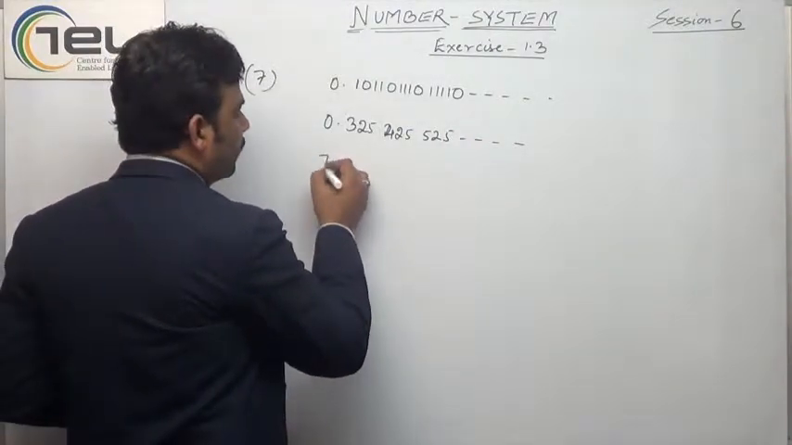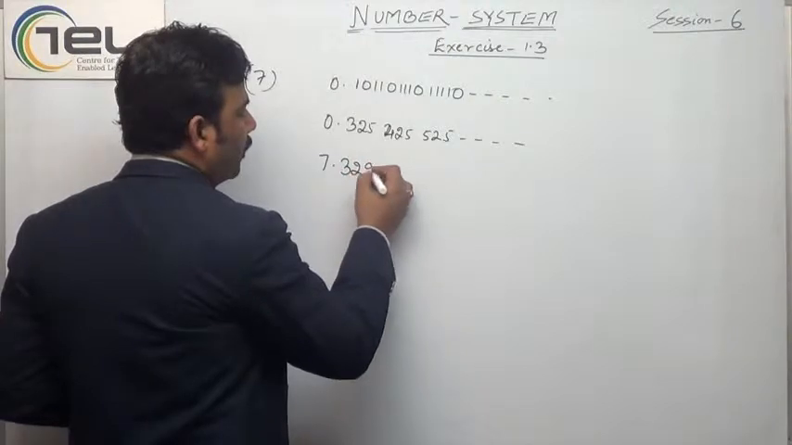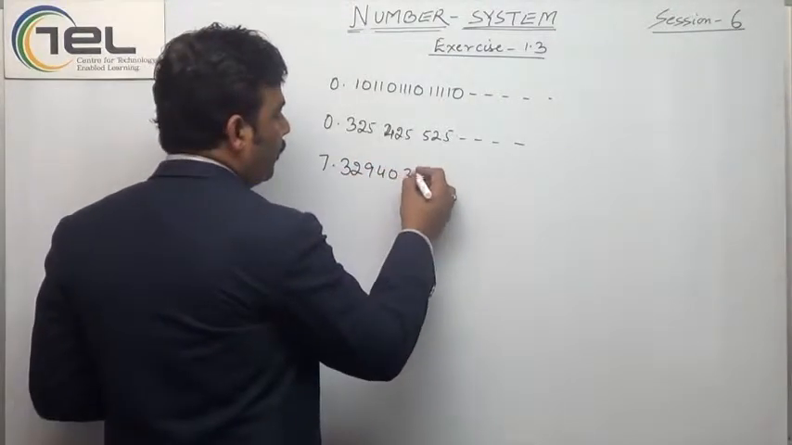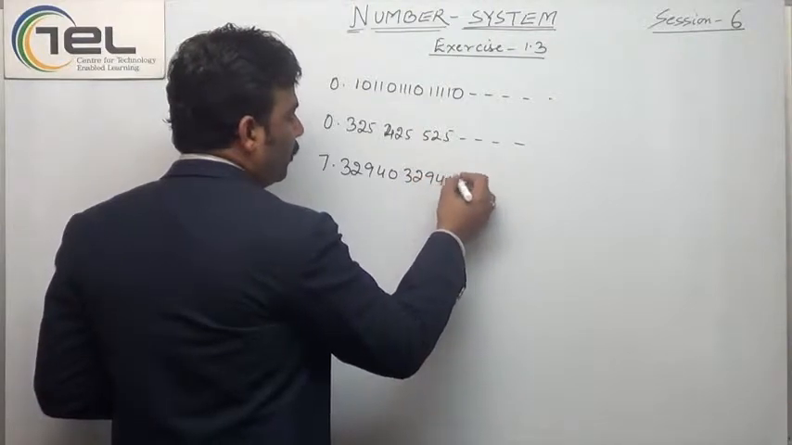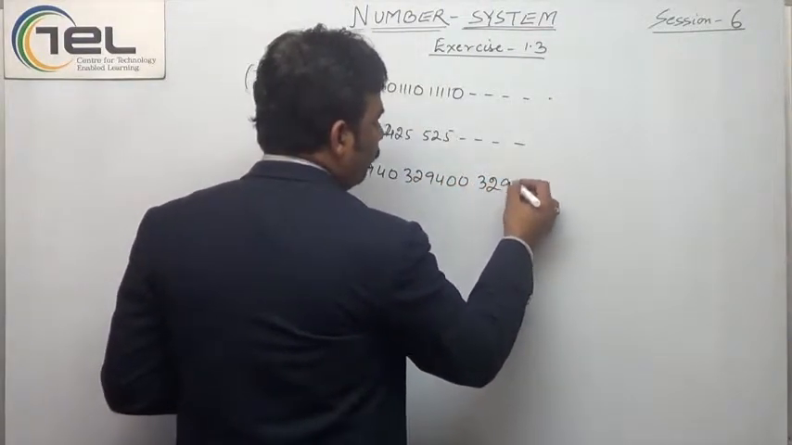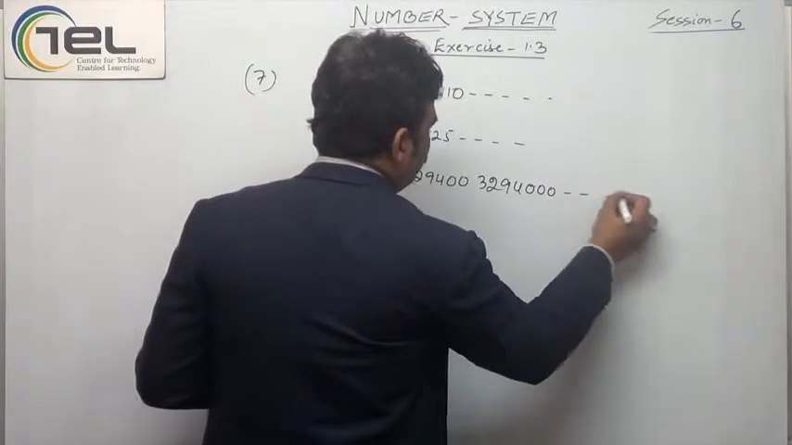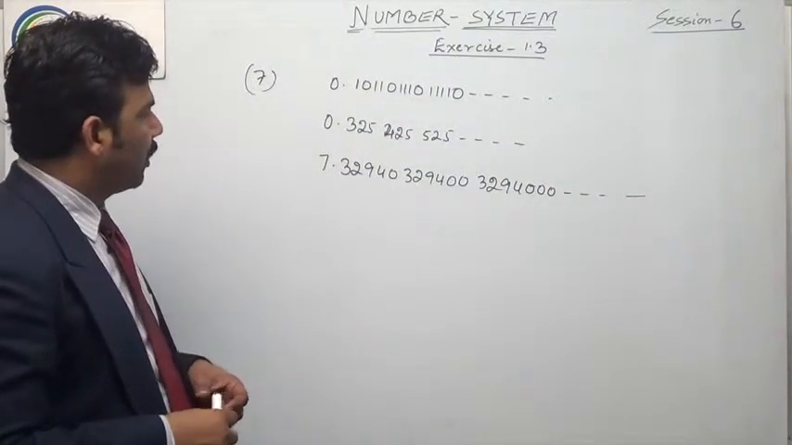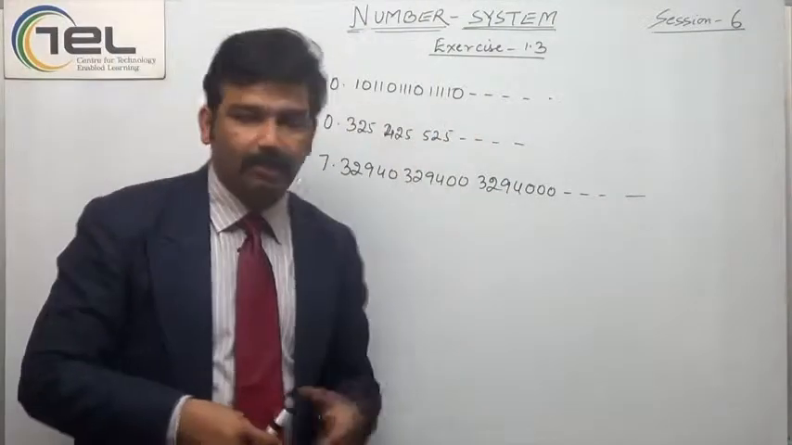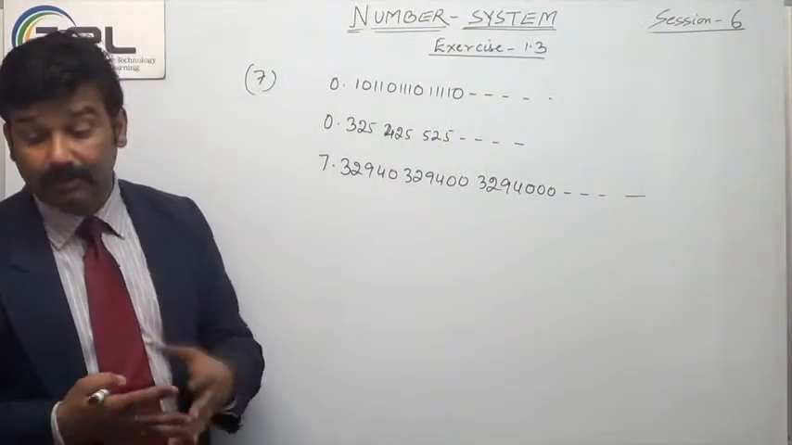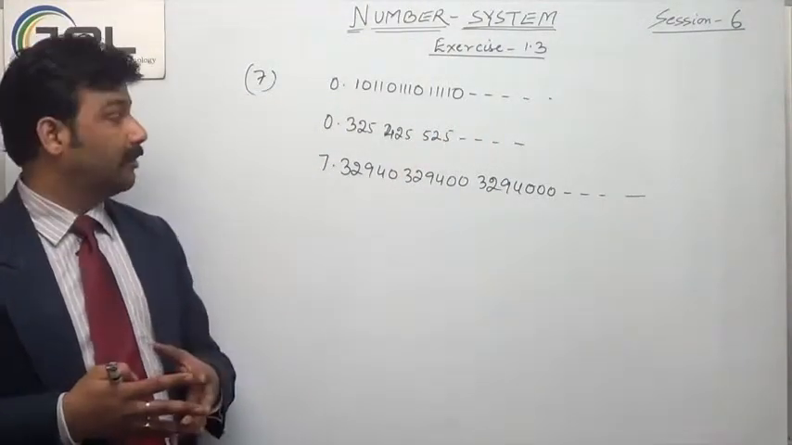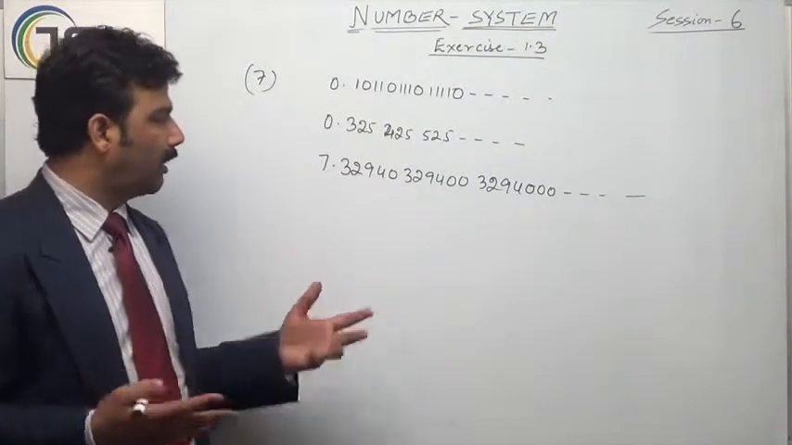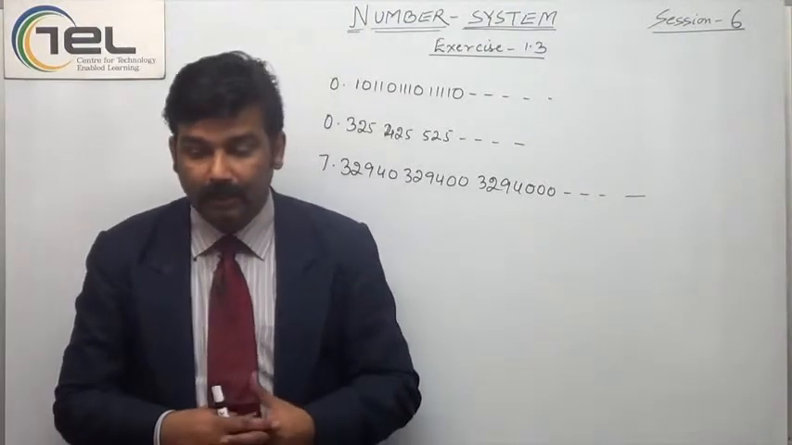I can write 7.32940, and then 3294000, 3294000, and so on. So these are the numbers which are non-terminating. They are not terminated anywhere, but they are not repeated either. They are non-terminating, non-recurring decimals. So I can write any number. If they want more, you can write more also.